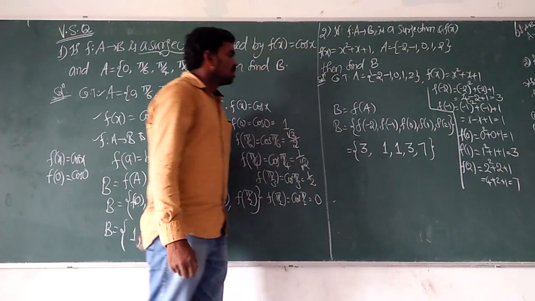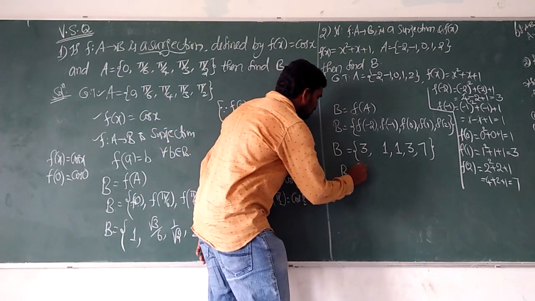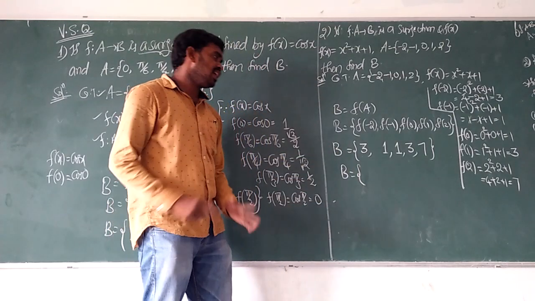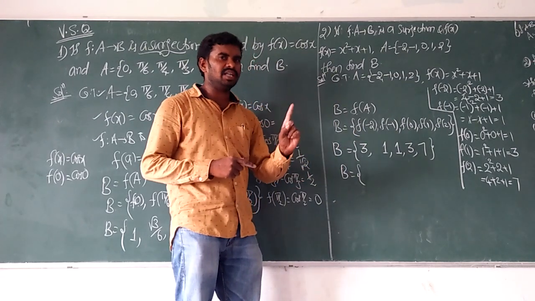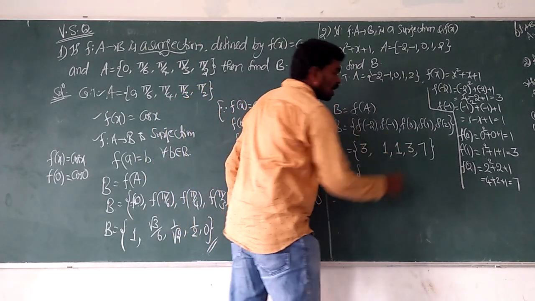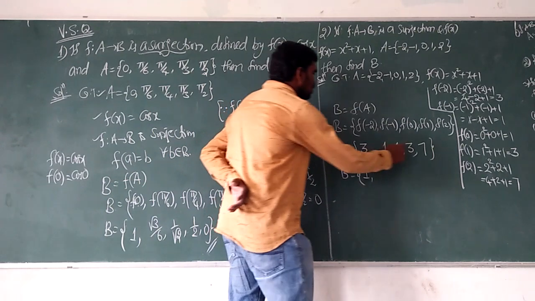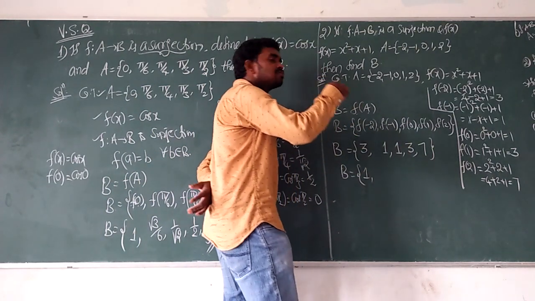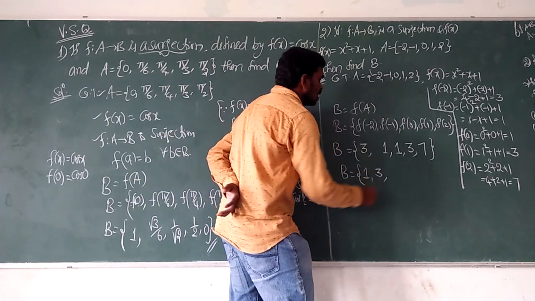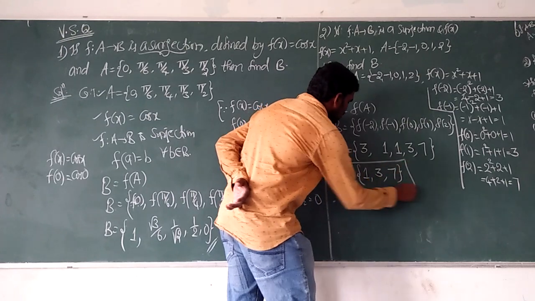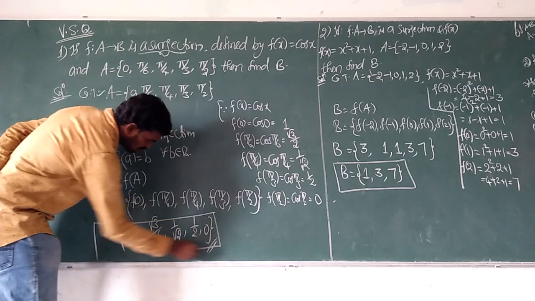And this is set B. But whenever we are writing the elements in a set, if any element is repeated, we have to write it only one time. See here, 1 is repeated 2 times, so we write it only one time. And 3 is also repeated. Not only 2 times, even if it is repeated 3 times, 4 times, any number of times, we should write only one time. And 7. So this is set B, the final answer.